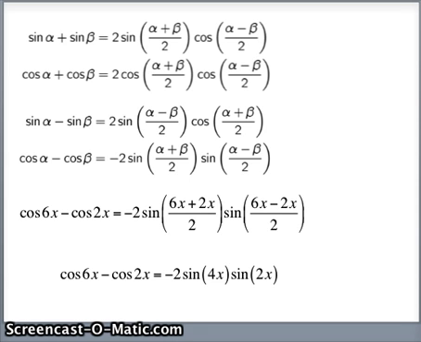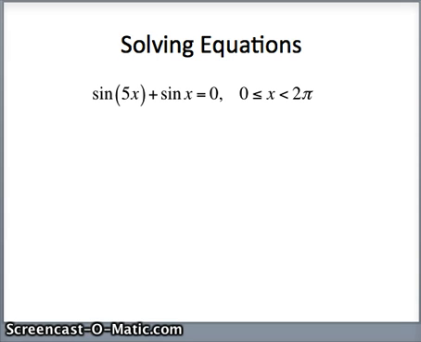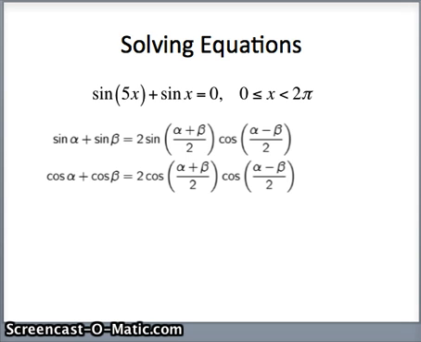Now what is this good for? Why do we spend all this time working with product sum identities? In calculus, it's terribly important because certain functions are difficult to work with, others are easy to work with. We need to be able to convert between them. So let's look at an equation. How are we going to solve sine of 5x plus sine of x equals 0? We're going to want to write that as a product, because if a product equals 0, one of the factors must equal 0. So which formula are we going to use?